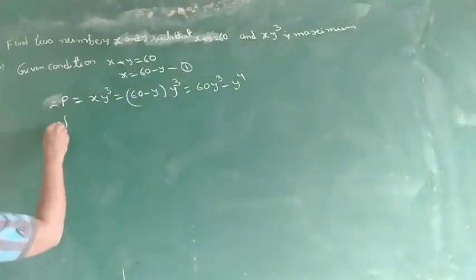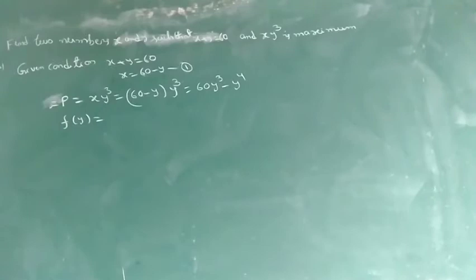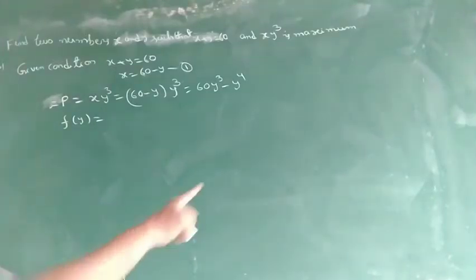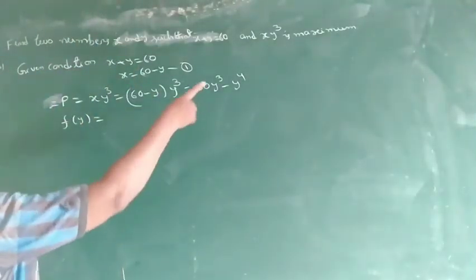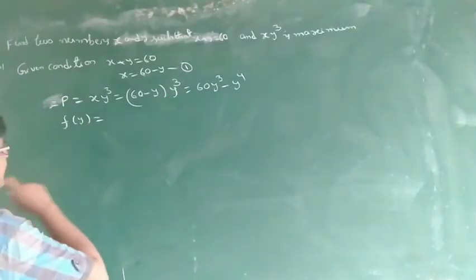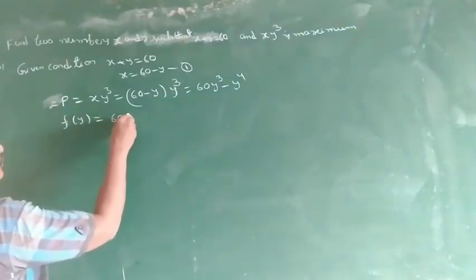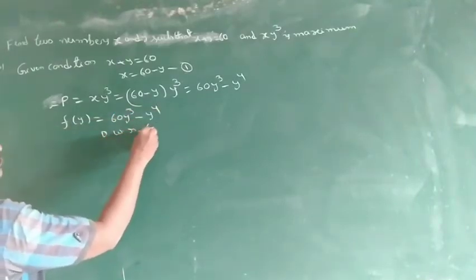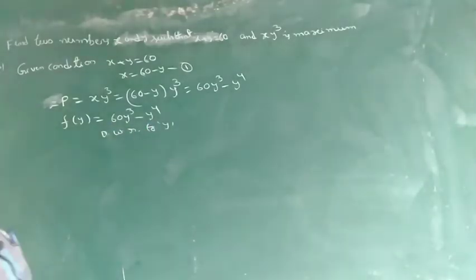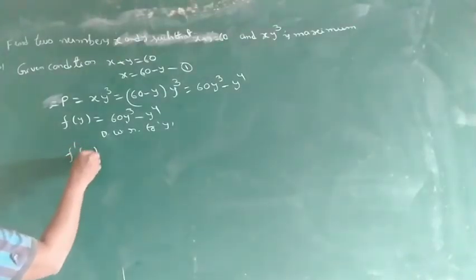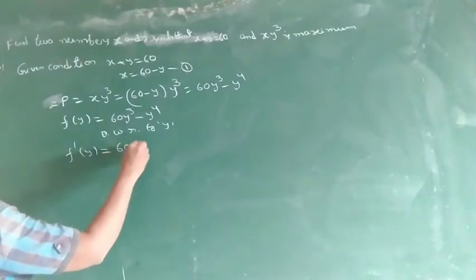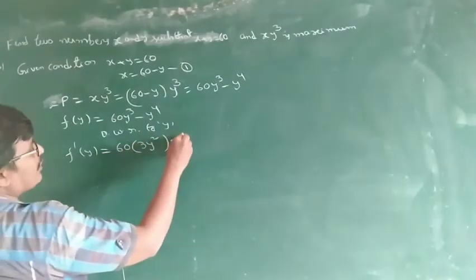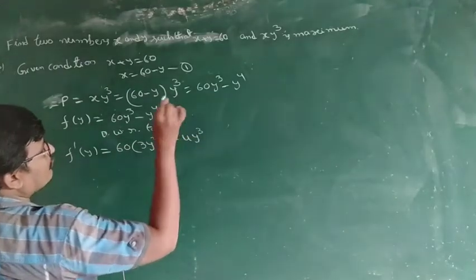The function is called f of y. F of x would mean everything in terms of x, but these are all in terms of y, so we take f of y equals 60 y cube minus y power 4. Differentiate with respect to y, because the function is totally in terms of y. What is f dash of y? F dash of y is equal to 60 into the derivative of y cube, 3y square, minus the derivative of y power 4.